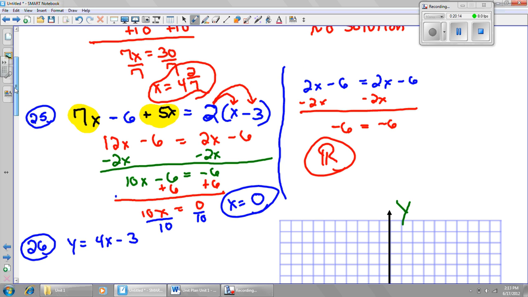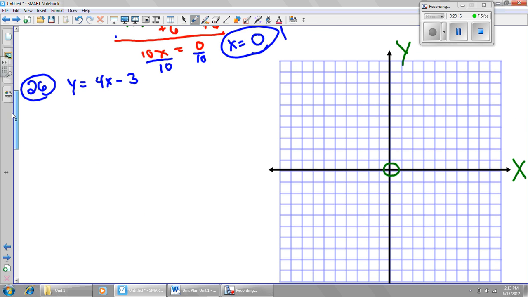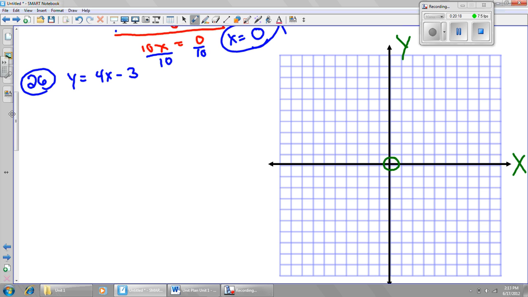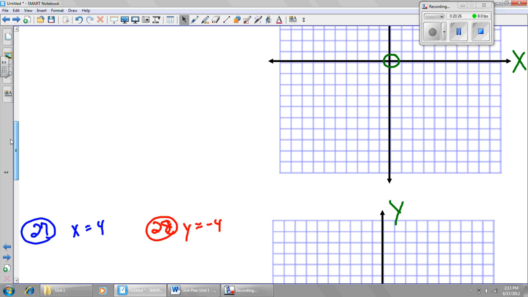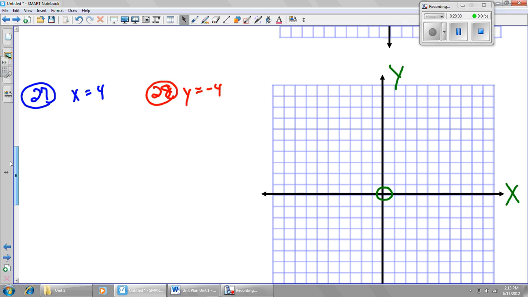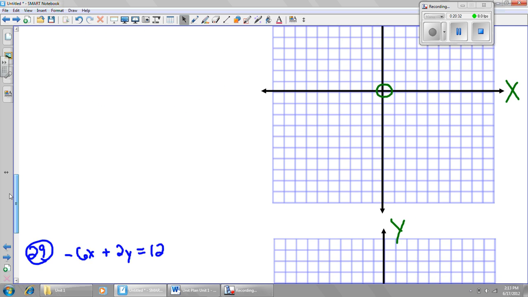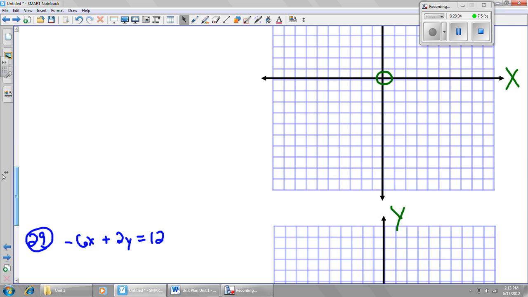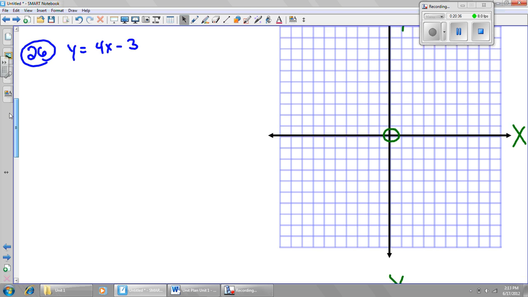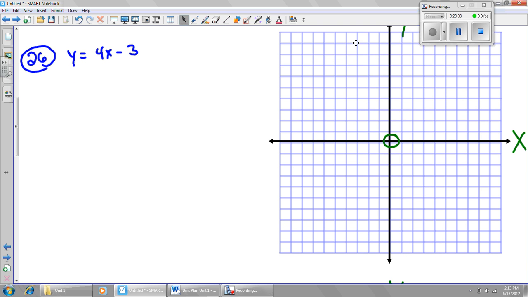Okay, getting down to some graphing here. Let me get these out of my way. Okay, go ahead and try to graph. There's one equation. There's two more. I'm going to do those on the same graph. And there's a third one. Okay, you can pause and back up if you need to.